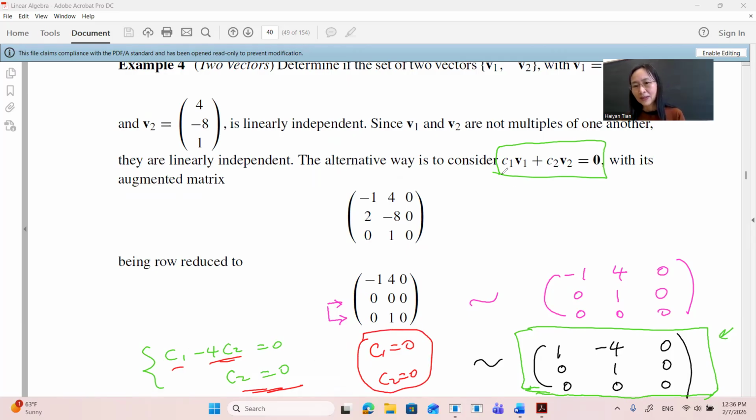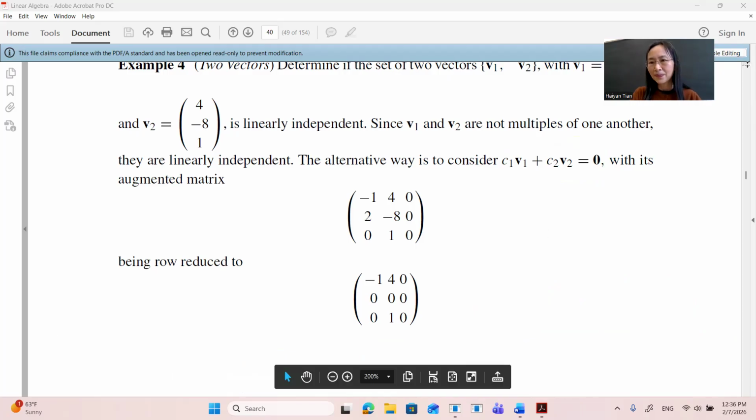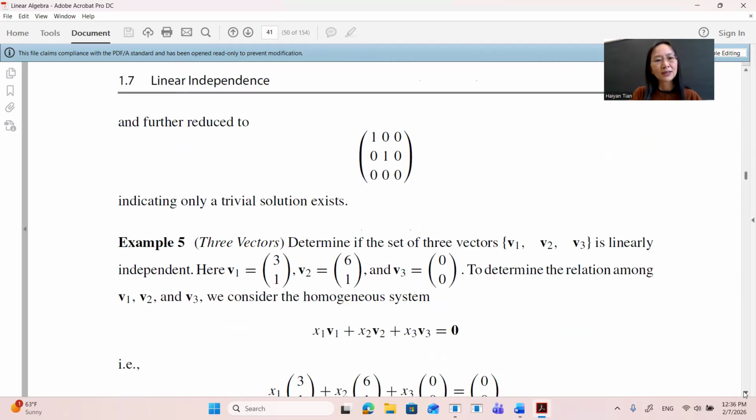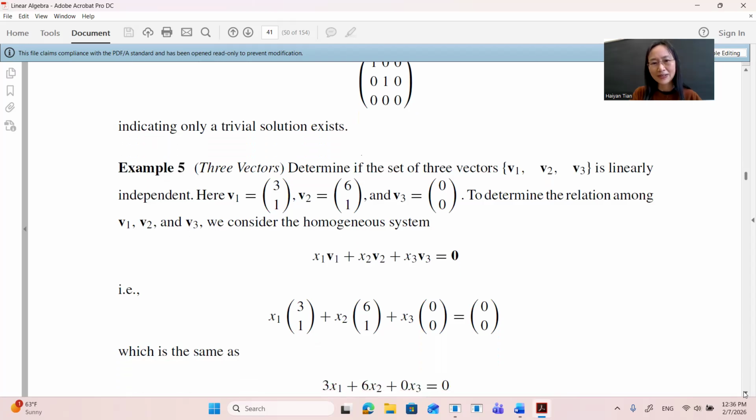For this homogeneous system, we have only the trivial solution. What does that mean? That means the two vectors form a linearly independent set. So we have used the definition to check on the linear independence of two vectors.